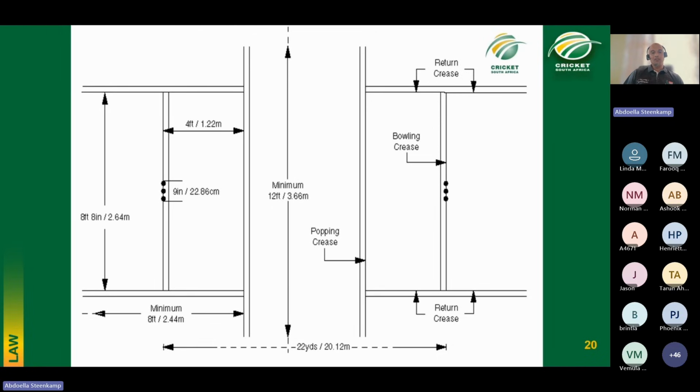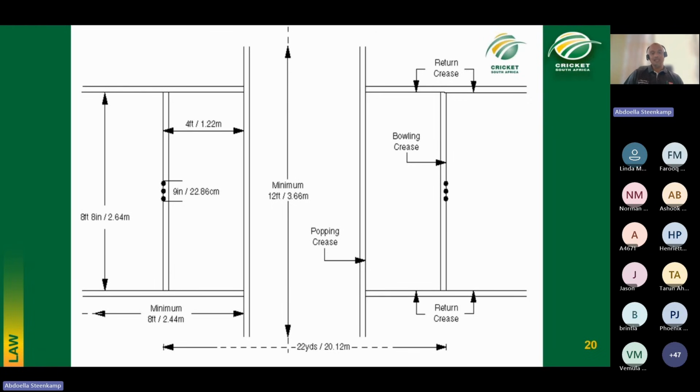The minimum length of the popping crease, 3.66 meters. So the return and the popping crease are minimum lengths. The 2 other lengths are exact lengths. This 1.22 meters is an exact length, measured from the back edge of the bowling crease till the back edge of the popping crease. And the other exact length is the length of the bowling crease.